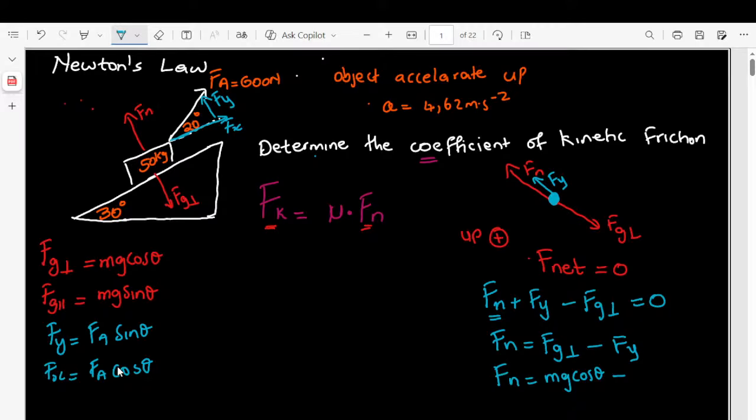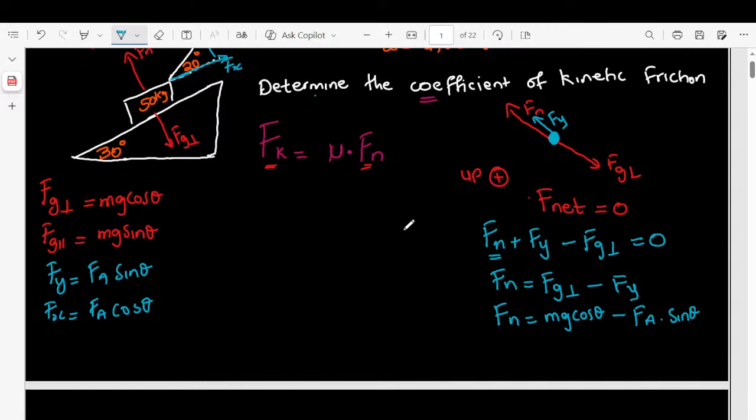Someone is asking why Fnet is equal to 0. Fnet is equal to 0 because this is the vertical component, so the acceleration is 0. So for Fnet, when you deal with the vertical component, just say Fnet is equal to 0. Thank you, guys, for those who corrected me that this is Fa. Next. So now this will be Fa, which is the F applied. We're going to multiply this by the sine of theta.